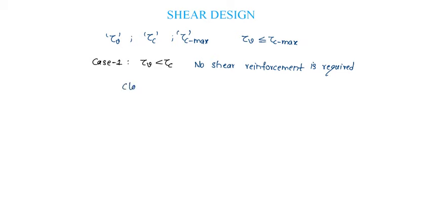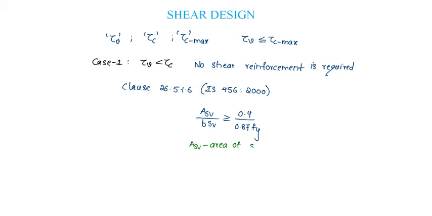But clause 26.5.1.6 of IS 456-2000 recommends a minimum shear reinforcement based on ASV by B into SV should be greater than or equal to 0.4 by 0.87 Fy, in which ASV is the area of shear reinforcement and SV is the spacing of shear reinforcement, that is stirrups, in mm.